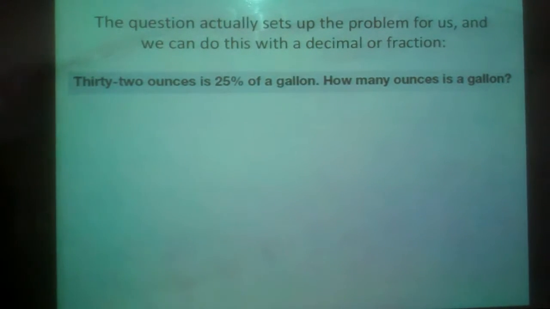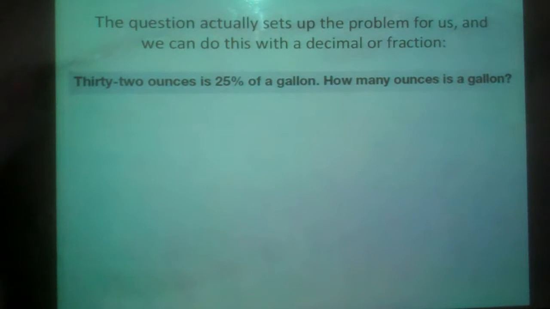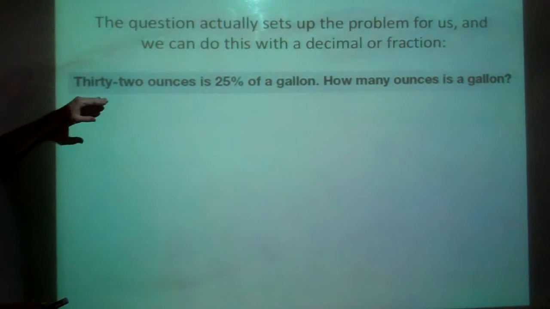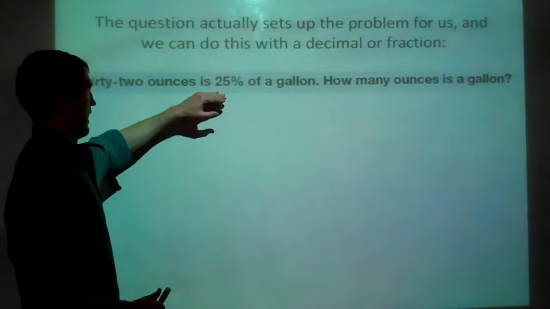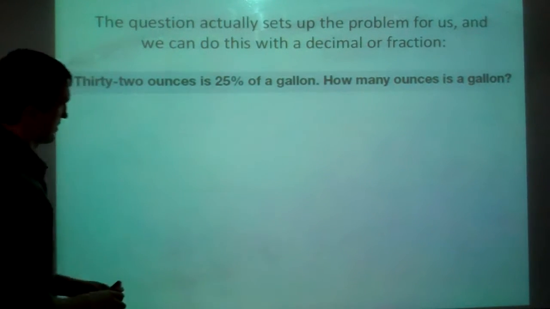And we have a couple ways we can do these things. So the problems actually set themselves up. We just have to remember what the words mean. And we can do this with a decimal or a fraction. Okay? So first thing they say here, 32 ounces is 25% of a gallon. How many ounces is a gallon? So we want to figure out how many ounces is a gallon by taking 32 ounces. And we know that 32 ounces is 25% of a gallon. So let's set that up.